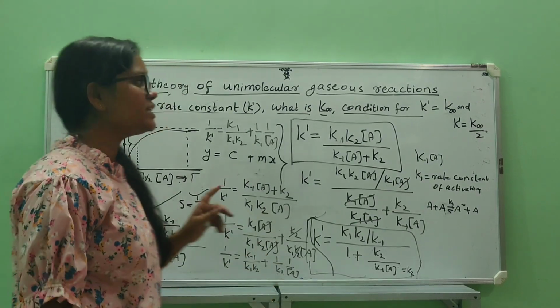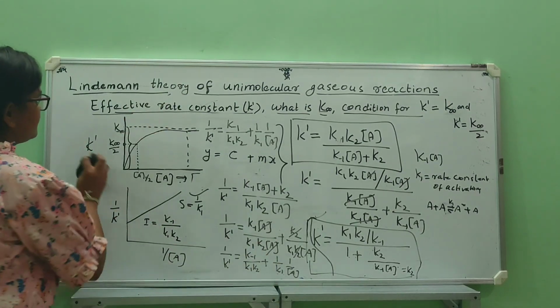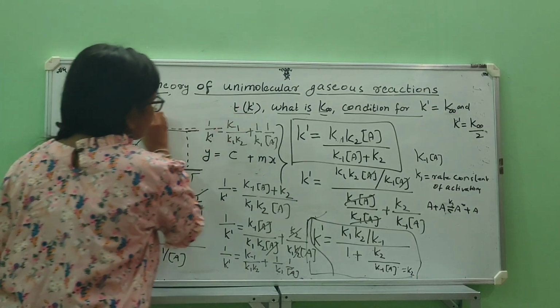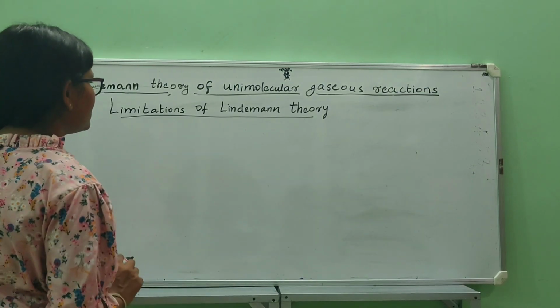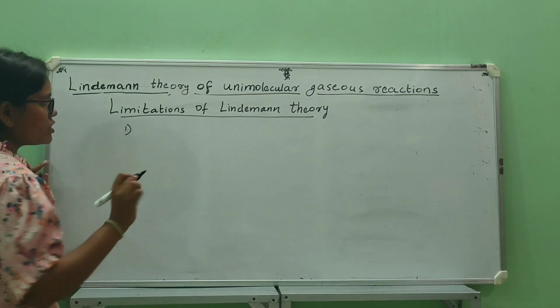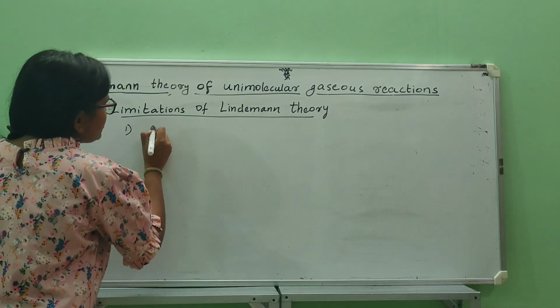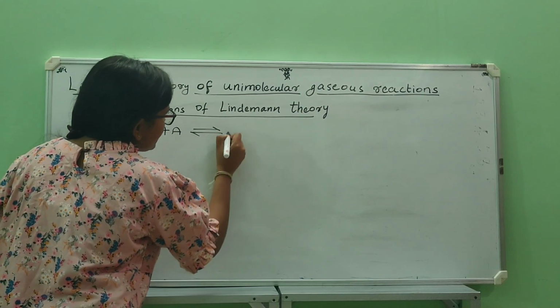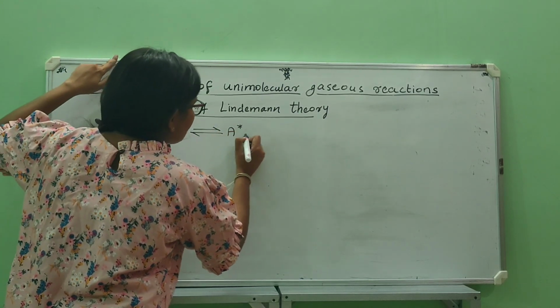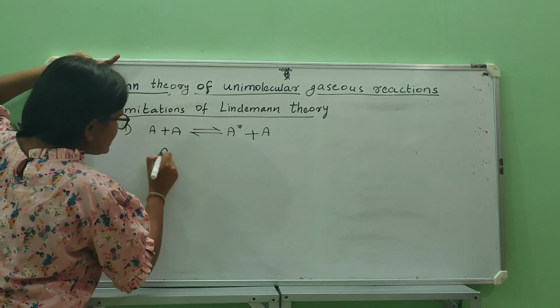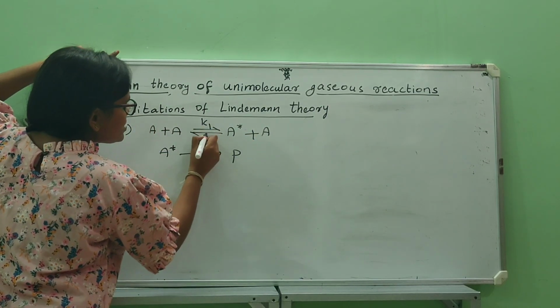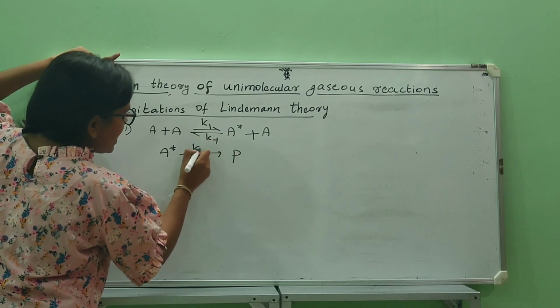Now let us look at the limitations of this theory. Let us see the limitations one by one. So the first limitation was about the mechanism. I told you this was the mechanism: A plus A gives rise to A star plus A, and A star gives product. The rate constant in this step is K1, this is K minus 1 and this is K2.